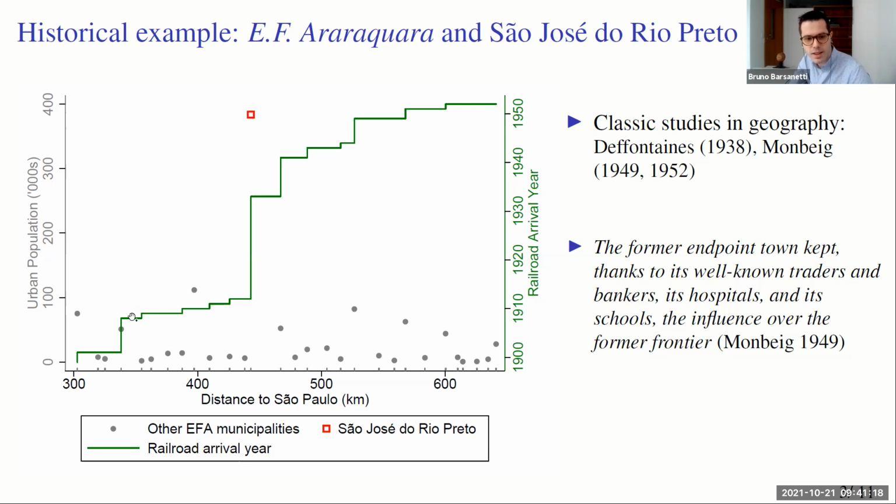And so basically what we see is that this green line indicates the year in which the railroad arrived at each of those towns. And if we see, for instance, for this town, that we have this vertical line, this indicates how many years that town spent as an endpoint. And we also see here in this graph, indicated by those points, the size of these towns in terms of urban population in 2010. And so the first thing we notice is that there is some correlation. Towns that spent longer as an endpoint tend to be larger.